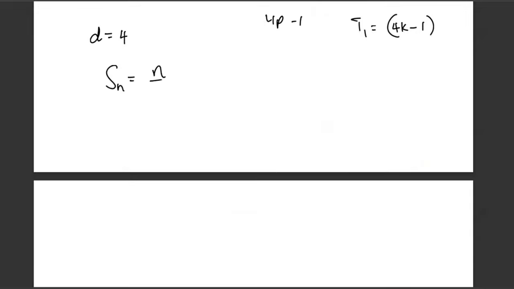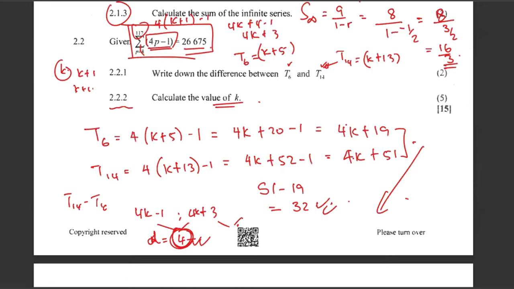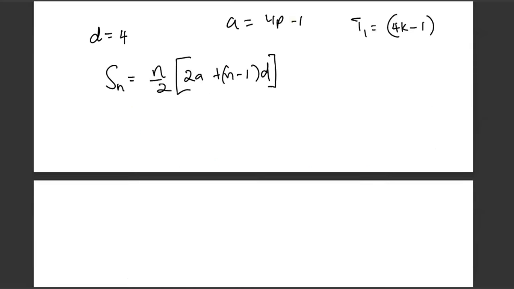Okay, then we know that the sum of an arithmetic is n over 2 into twice a plus n minus 1 into d. Now, the other question that we need to also figure out is how many terms do we have? Since the last term is 117, the first term is a k. For us to get the number of terms, we're going to get 117 minus k plus 1, which gives us 118 minus k.